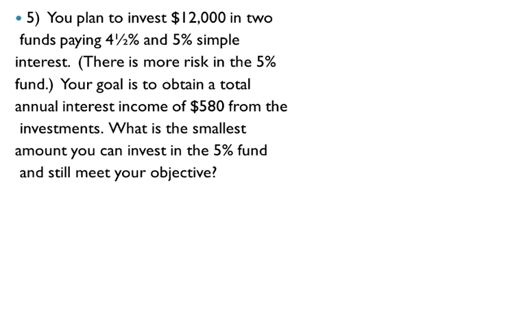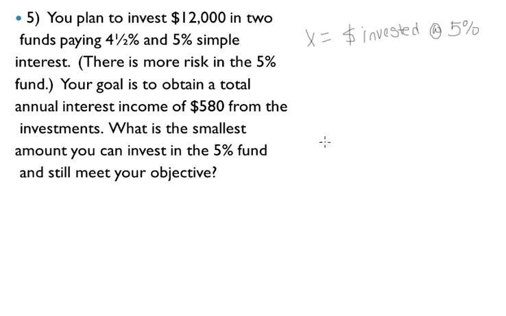In this problem, we start by looking at the question, and the question is, what is the smallest amount you can invest in the 5% fund? So, I start by defining X is equal to the money invested at 5%. Now, I don't need to solve for the other unknown because it didn't ask me how much to invest in each account, but I still need to represent that with a variable expression in order to solve the problem.